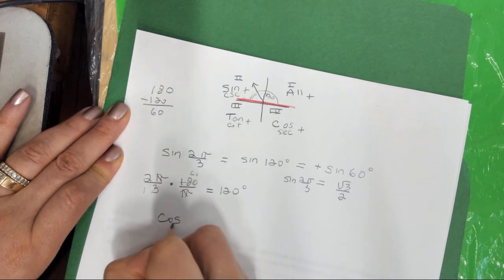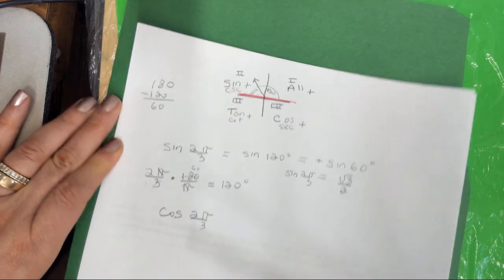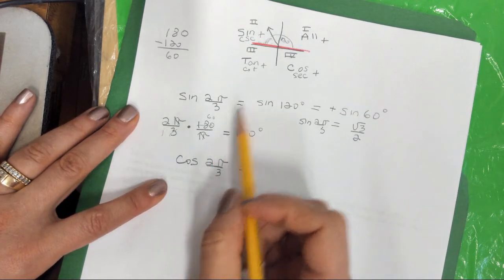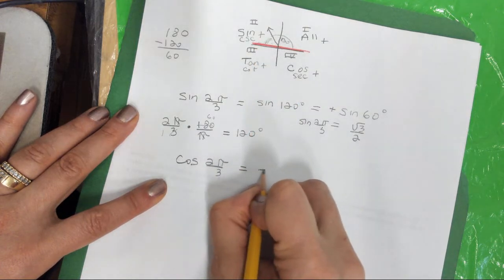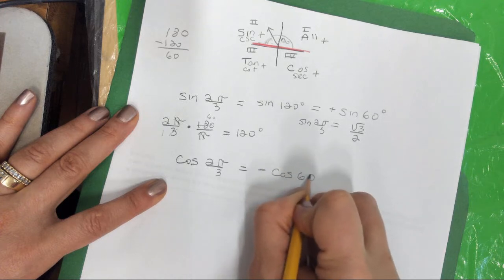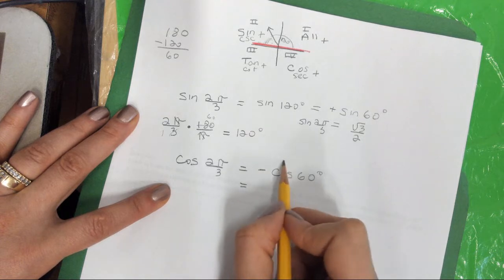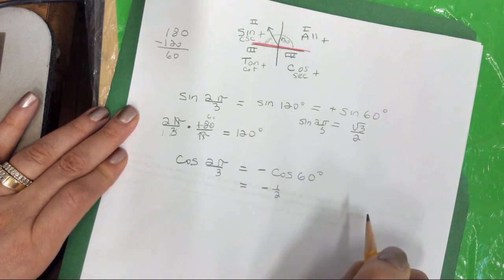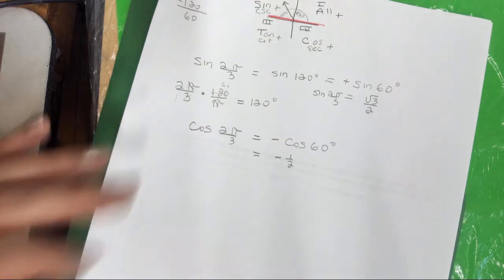Suppose I wanted to know the exact value of cosine of 2 pi over 3. Well, I did all the other work already. However, I know cosine in the second quadrant is negative because only sine and its reciprocal is positive. So this is equal to negative cosine of 60 degrees. Again, if I think of my chart, cosine is 3, 2, 1, so the answer is negative 1/2. Okay, so that's how we find exact values.